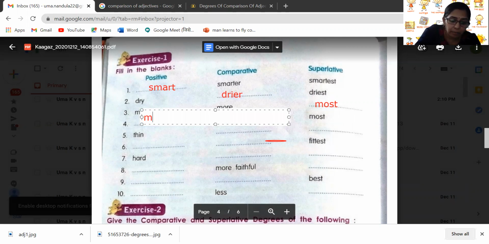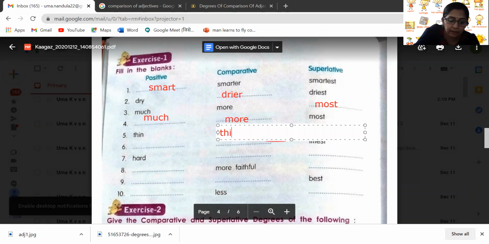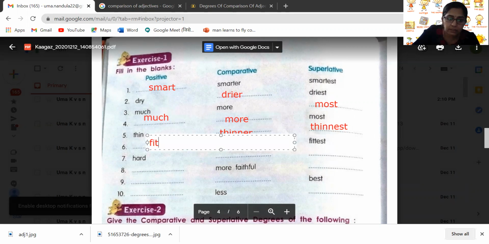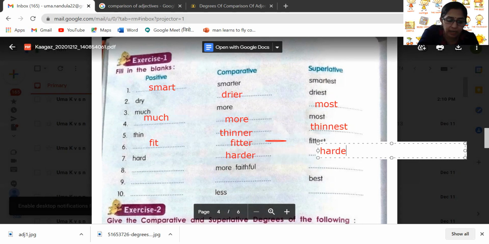Again, we have to write much, more, most. Fine. Thin, thinner, thinnest. Dash, dash, fittest. Fit, fitter, fittest. Okay, hard, harder, hardest. It is the hardest exam I have ever faced.